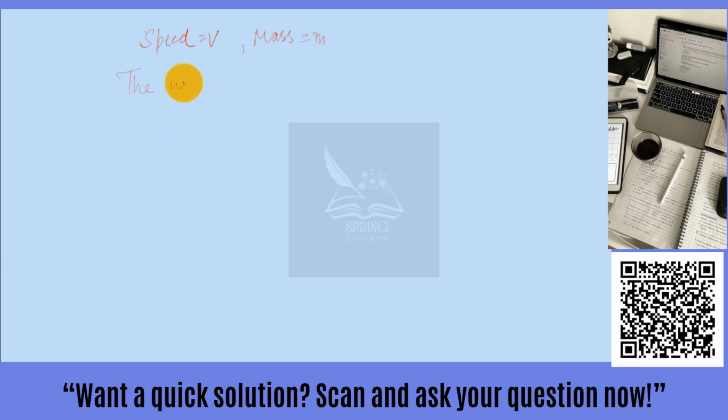Hence, the weight of the car W is equal to mass into gravity, and the centrifugal force of the car Fr is equal to mv square upon r. Now equating the forces, we have mg is equal to mv square upon r. Solving for v, we have v is equal to under root gr.